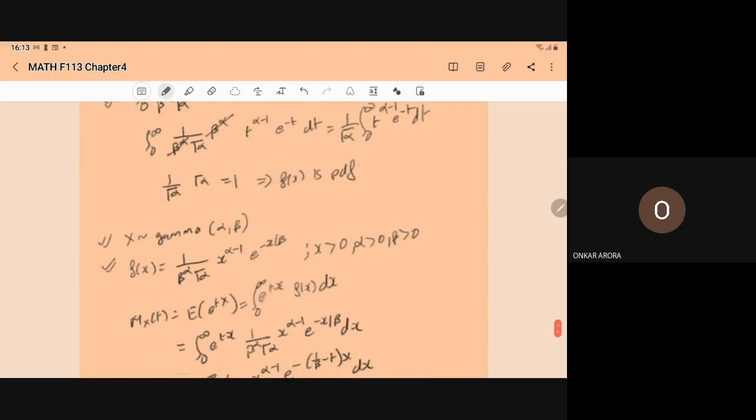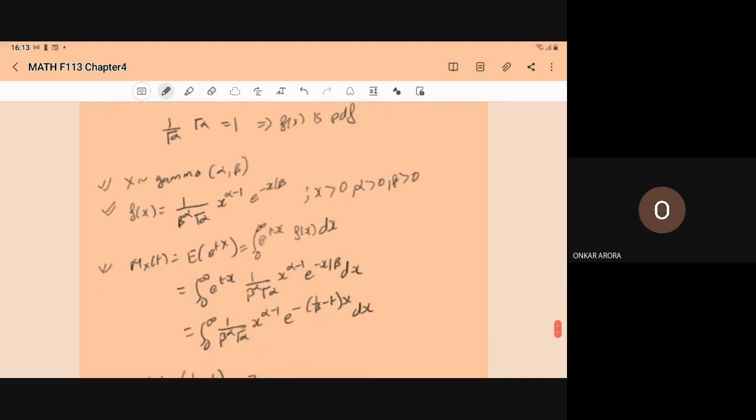Now we have to compute the MGF M_X(t). So M_X(t) is the expectation of e to power tx. By definition, it will become the integral from 0 to infinity of e to power tx into f(x) into dx. So just put the value of f(x). It will become the integral from 0 to infinity of e to power tx, 1 upon beta to power alpha, gamma of alpha, x to power alpha minus 1, e to power minus x upon beta, into dx.